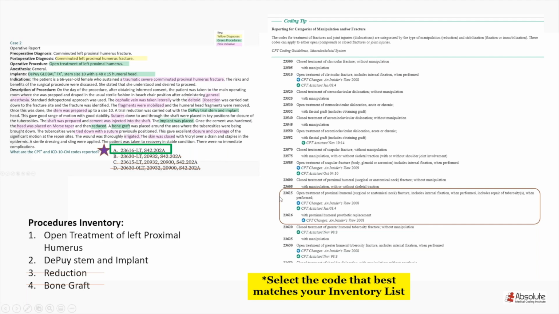But let's take a look at 23616. This is the parent, says open treatment of proximal humeral surgical or anatomical neck fracture includes internal fixation when performed, includes repair of tuberosities when performed with proximal humeral prosthetic replacement. So that prosthesis, that implant is going to cover it all.